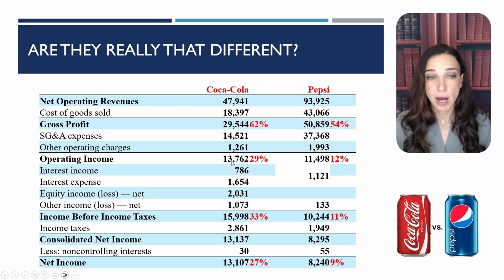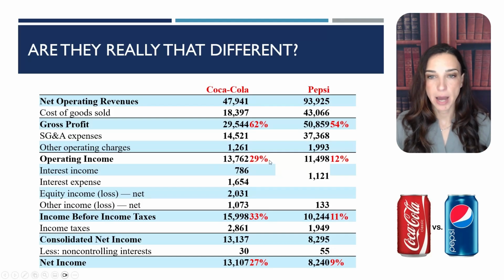And when we go to the operating income, we really see that the difference widens, right? The operating income for Coca-Cola is 29%, so they get to retain 29 cents out of every dollar of sales. For Pepsi, it's only 12%. And there could be a variety of differences here.